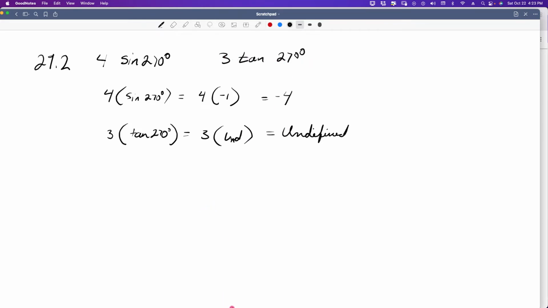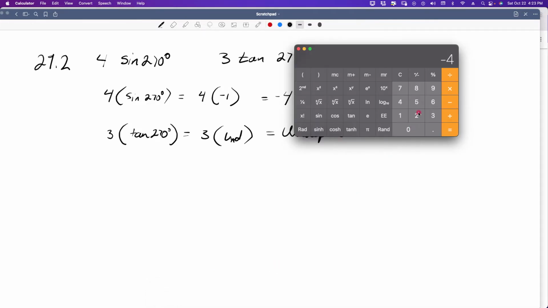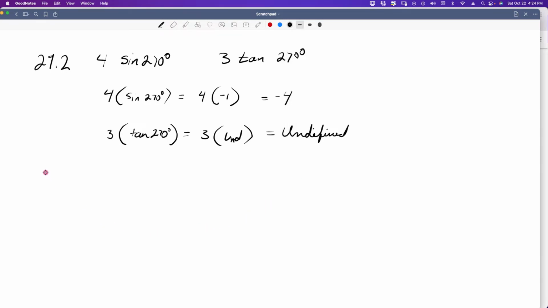Can't do it. So let's see what the calculator says. Let's clear this up and say 3 times, and that is the tangent of 270. So 270 tan, it tells us right away it's not a number. So we can't even do that. It's going to say not a number every single time. So that's kind of cool that the calculator agrees with us.